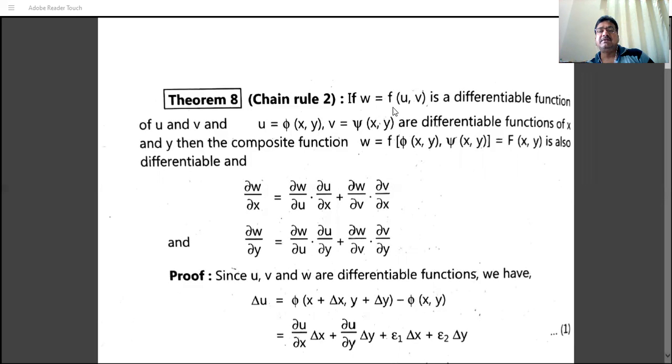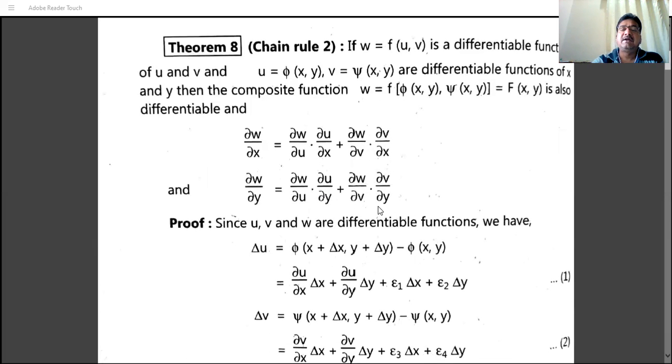The second form of the chain rule: if w is equal to f of u, v is a differentiable function of u and v, and u and v are differentiable functions of x and y, then the composite function w equal to f of phi(x,y), psi(x,y) is also differentiable, and delta w by delta x is delta w by delta u times delta u by delta x plus delta w by delta v times delta v by delta x. Similarly, delta w by delta y is delta w by delta u times delta u by delta y plus delta w by delta v times delta v by delta y. So w is a function of u and v, and u and v are functions of x and y. So this is the proof of this chain rule.